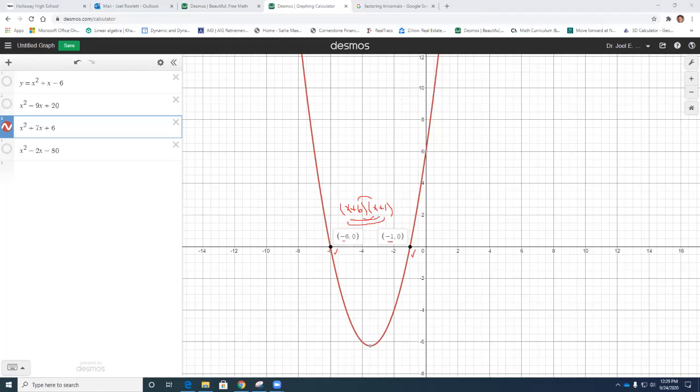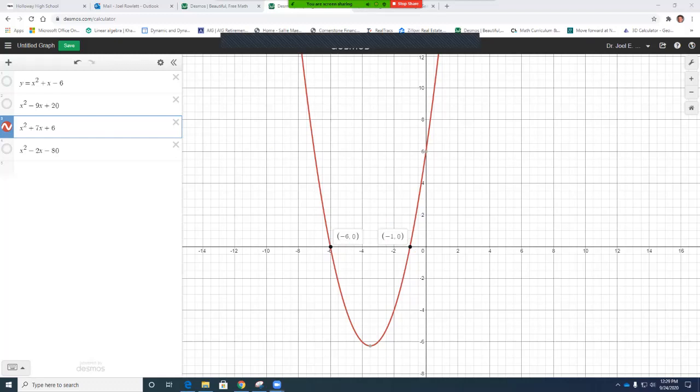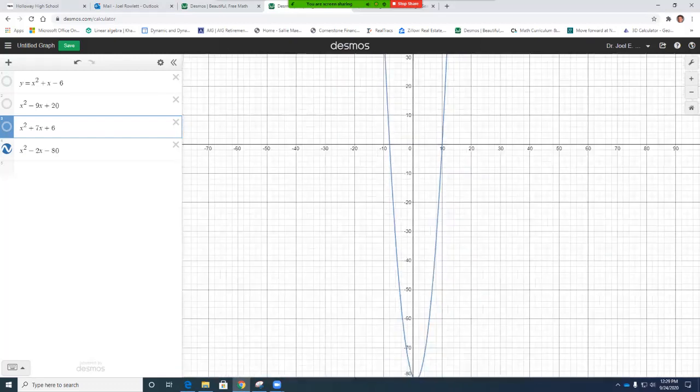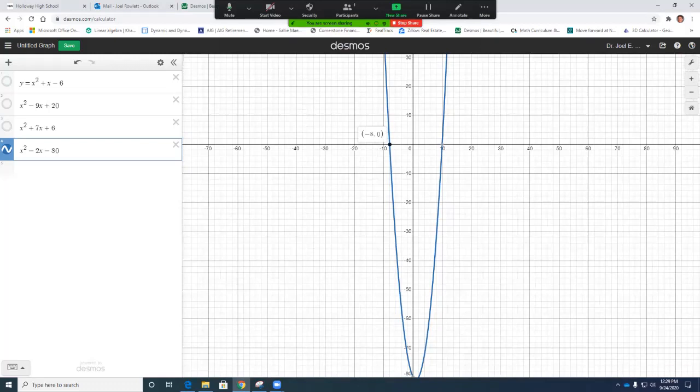Notice that this is the factored form for this polynomial here. So sometimes just knowing the zeros is enough to get us very close to what the original equation looked like. So that's another reason for knowing how to work with zeros. And finally, let's look at one more problem here. I'm going to have to zoom way out to see these zeros. But it looks to me like I have a zero here at negative 8 and a zero here at positive 10.